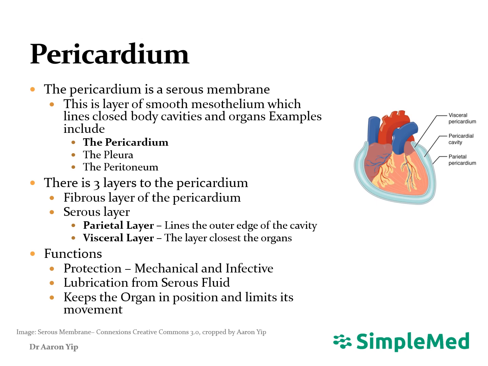So what makes up the pericardium? There's a fibrous layer, there's a serous layer, which consists of 2 parts, the parietal and the visceral layer. So what functions does the pericardium have? It has many protective qualities thanks to the fibrous layer. It prevents the heart from overfilling and increasing in size rapidly. It also protects the heart from mechanical and infective insults. The serous layer is able to secrete serous fluid which acts as lubrication and helps reduce friction as the heart moves around in the thoracic cavity. It also keeps the organ in position and limits its movement.